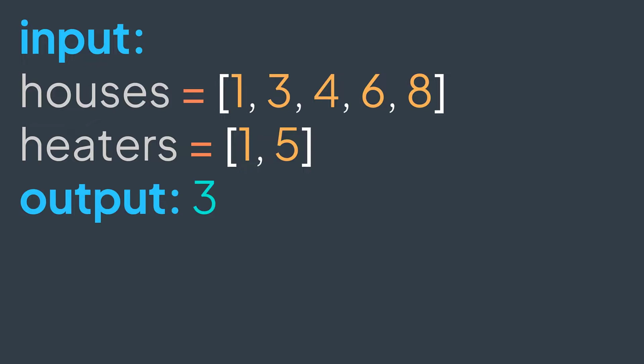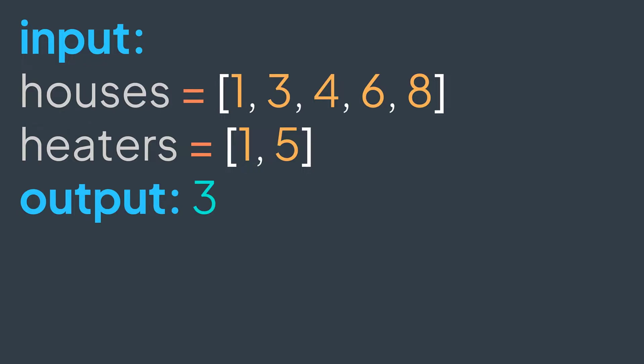Note that you can neither modify positions of heaters nor add new ones, and the same radius is applied to all the heaters. Okay, how do we solve this problem? We can think of a brute force solution that works as we did with the example now. We start with a radius of 0 and we keep increasing until all houses are covered.